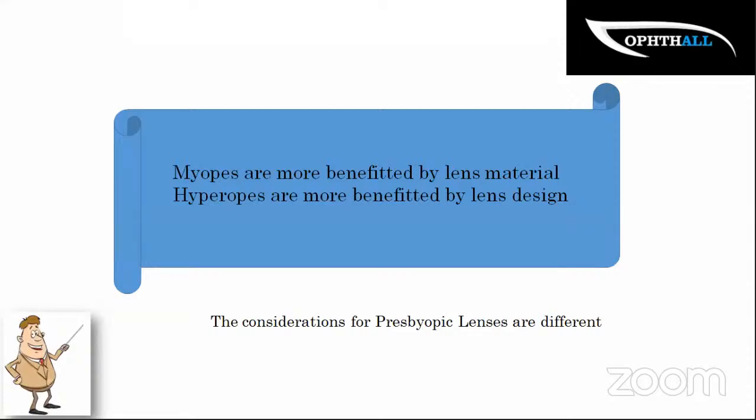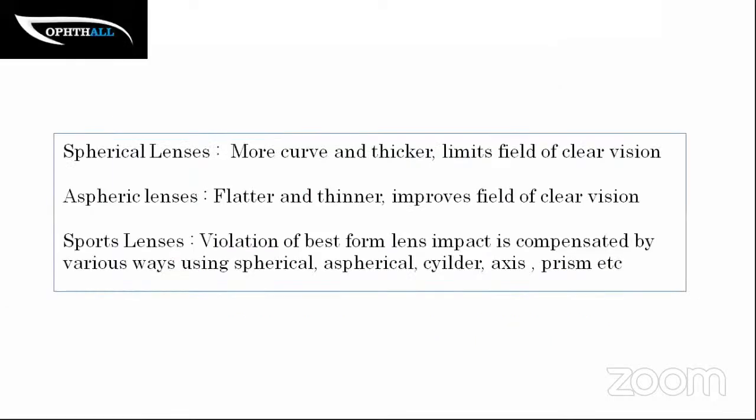Last day, we also discussed some simple ways of selecting the ideal lenses for a given prescription. We discussed that myopes benefit more from the lens material, and hyperopes benefit more from the lens design. However, the considerations for the presbyopic population are absolutely different. We also discussed spherical lenses. Spherical lenses are more curved and thicker, but they limit the field of clear vision.